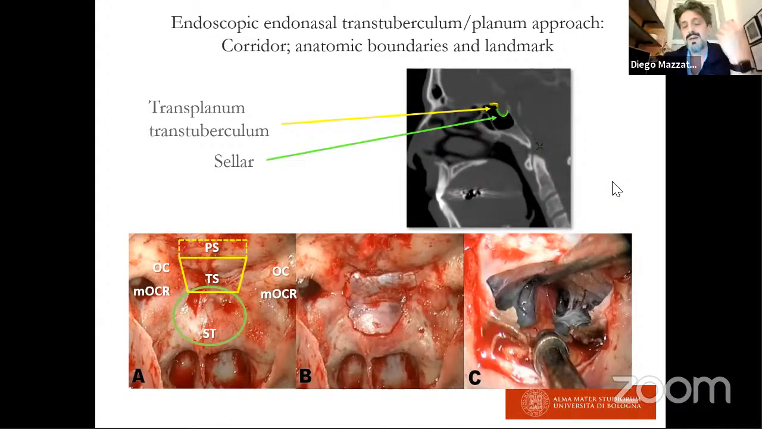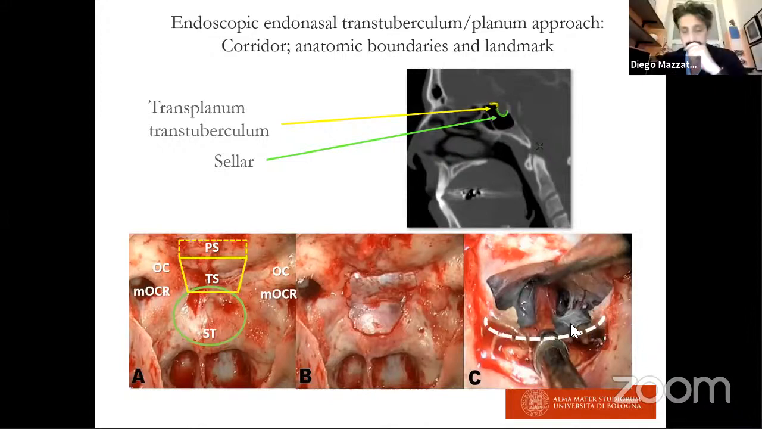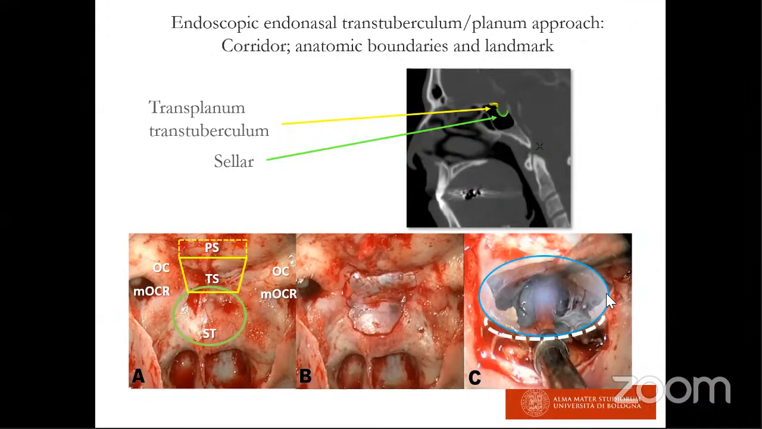As you can see, the extension of the standard sellar approach is very easy to achieve. It's enough to open this bone, sometimes very thin bone, and gain access and work above the plane designed by the diaphragma sellae and work in the suprasellar space.